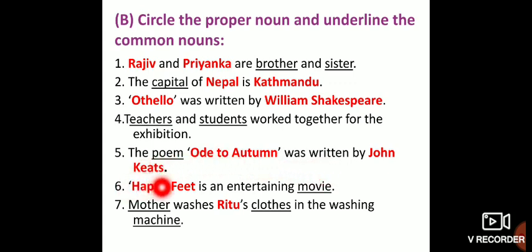In the seventh part, mother washes Ritu's clothes in the washing machine. So here mother is your common noun, clothes is again your common noun, and machine is your common noun, and Ritu is a particular name, so it's your proper noun. So you will circle Ritu and underline mother, clothes and machine.